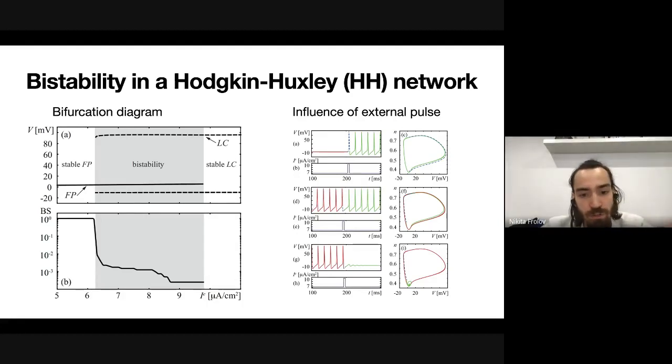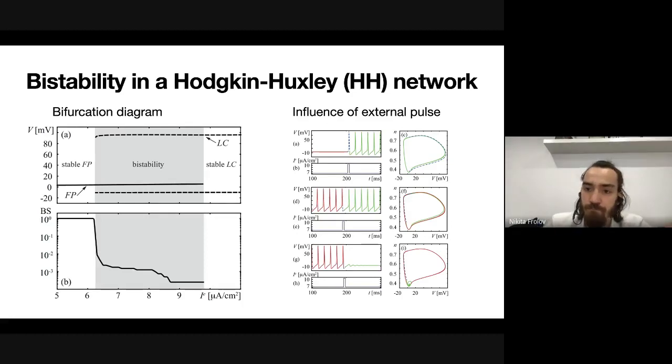With an increase of the current, it loses volume in the phase space. This attractor loses volume in the phase space and completely vanishes after the complete transition to the limit cycle. Interestingly, the behavior of a single bistable Hodgkin-Huxley neuron could be switched by an external pulse applied to this neuron.